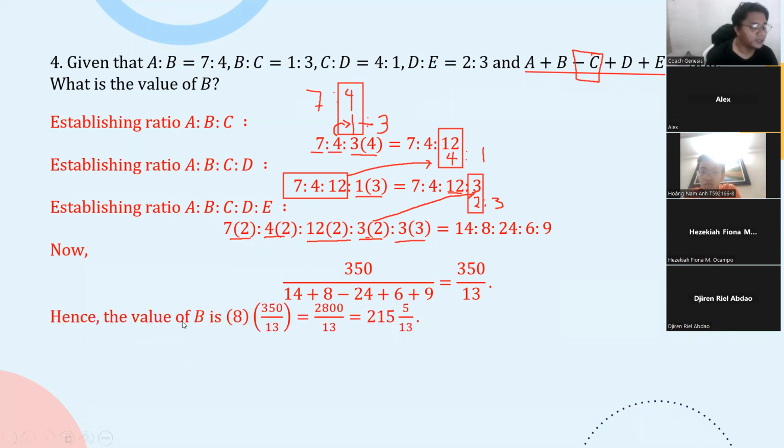However, the question asks for the value of B. So as you can see in the ratio, B is 8. Right here, B is 8. So that means you multiply 8 by 350 over 13, which is equal to 2,800 over 13, or 215 and 5 over 13. So that is the value of B for number 4.